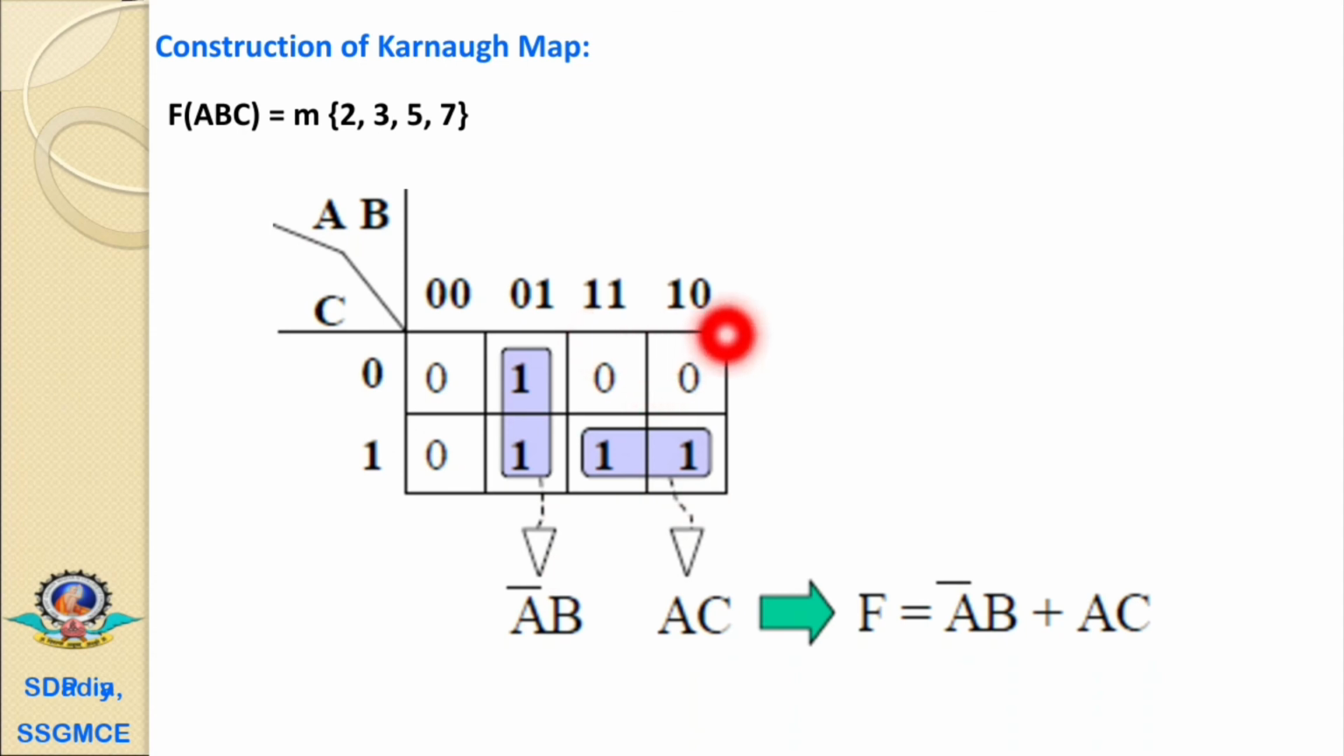1 0. Therefore this second entry will be eliminated because it is a 1 in the first and 0 in the second. The remaining is 1 for the A, therefore we have written A, and at the row side it belongs to the C for the value 1, therefore it is C. Finally this function is equal to A bar B plus AC.